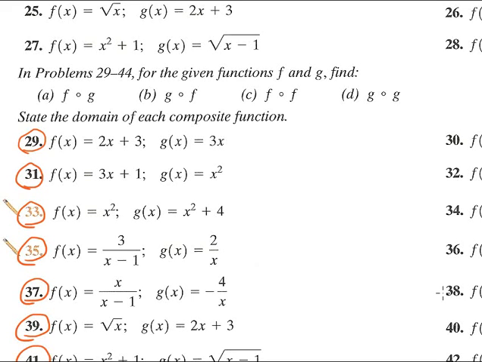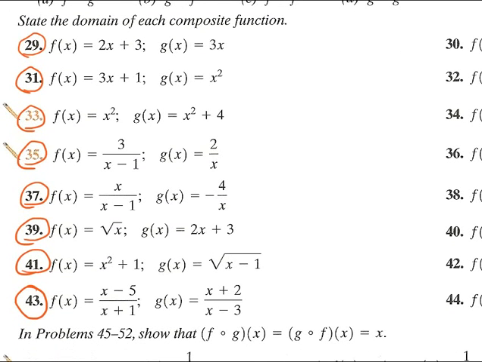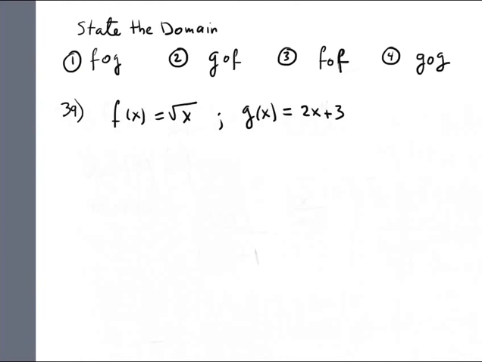Okay, in the second part of this homework, for the given functions f and g in exercises 29 to 44, state the domain for each composite function. In 29, 31, 33, 35, 37, 39, 41, and 43. Okay, 39. Again, state the domain.